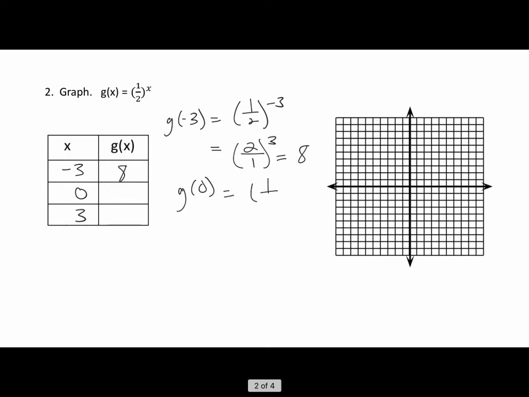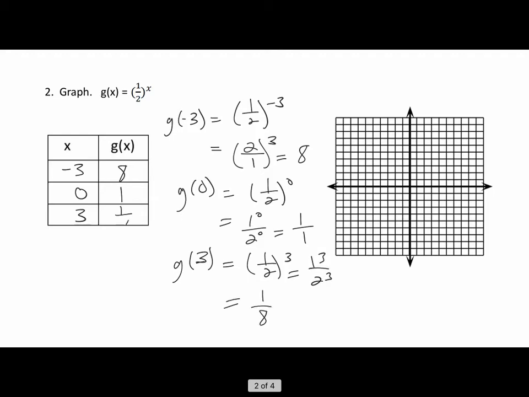g of 0 is 1/2 to the 0th power, and even if I take that as a quotient to a power, that'll still be 1 over 1, which is 1. Anything raised to the 0th power is 1. And then g of the positive 3, we're going to have 1/2 to the third power. So that's 1 to the third power over 2 to the third power, or 1 over 8. So let's graph that and see what that looks like. Negative 3, 8; 0, 1; and 3, 1/8.